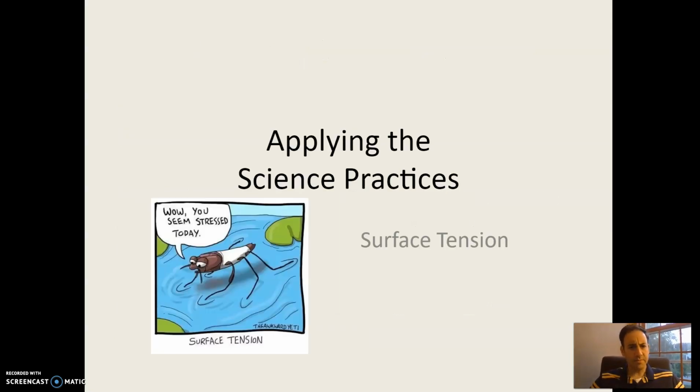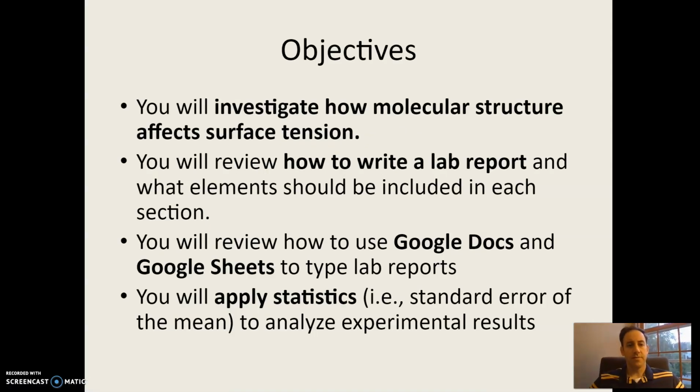So let's apply those to this lab that explores surface tension. Here are the objectives for the lab. One, you're going to investigate how molecular structure affects surface tension. That's the content aspect of the lab. But then there's some process things. You're going to review how to write a lab report and what elements should be included in each section. I'm guessing that in the past you have done some work writing lab reports: purpose, hypothesis, methods, results, conclusion. But we're going to review those and make sure we're all on the same page.